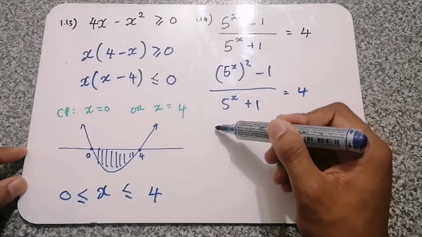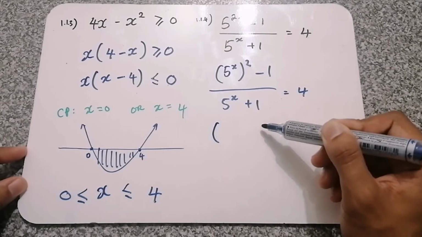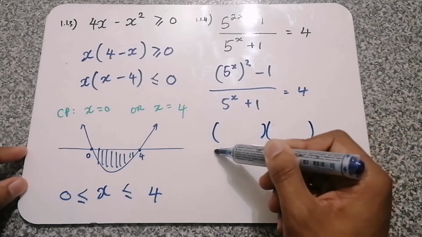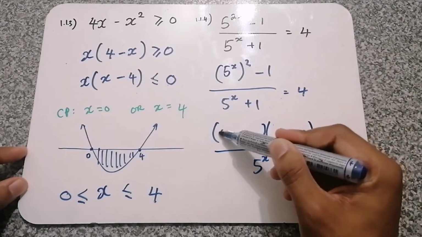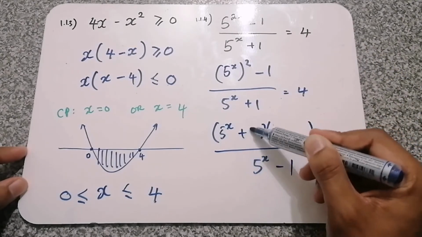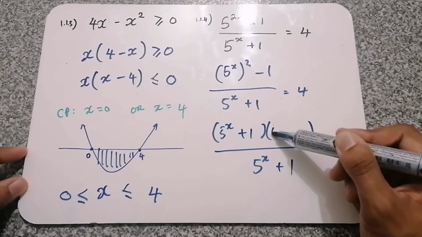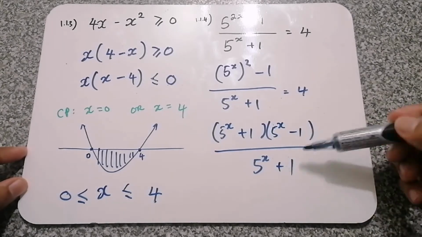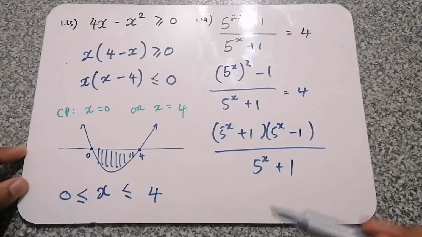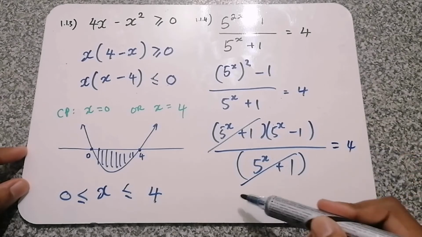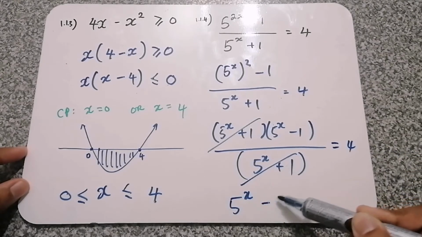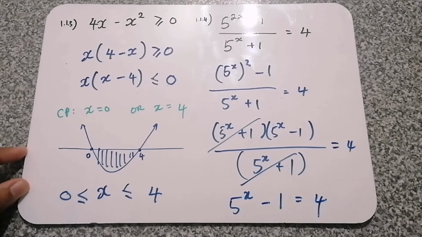So let me open up a set of brackets and I'm going to do my difference of squares. Okay, so I have this term here, 5 to the power of x plus 1, and then 5 to the power of x minus 1. That's my difference of squares. Notice now this bracket cancels with this one, and so you basically just have 5 to the power of x minus 1 equal to 4. And this you can solve like a piece of cake.